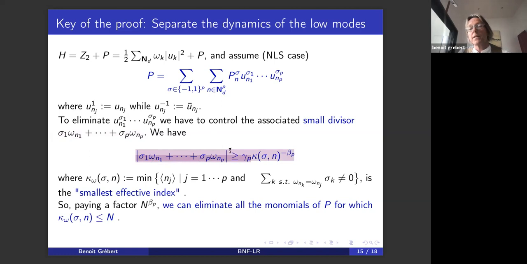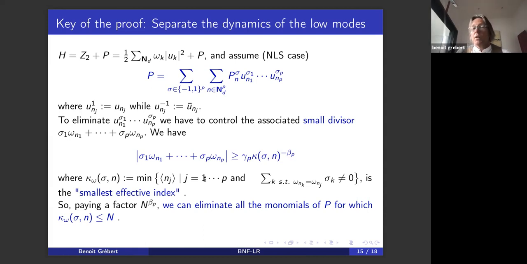We know that this linear combination of frequencies is controlled by the smallest index. The definition here is a little bit complicated, but it's just the smallest effective index in some sense, which means that you take the minimum of the indices, but you don't want an index for which you have a repetition n_j equal n_k and σ_k equal minus σ_j. This would signify that you don't really have n_j in the combination. So this is not the smallest index, but the smallest effective index.